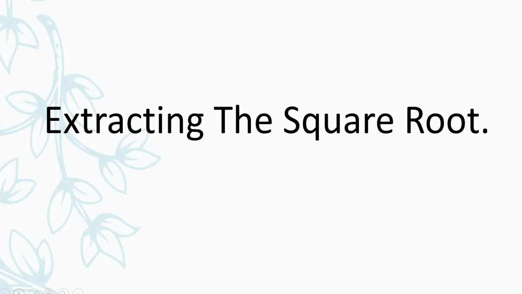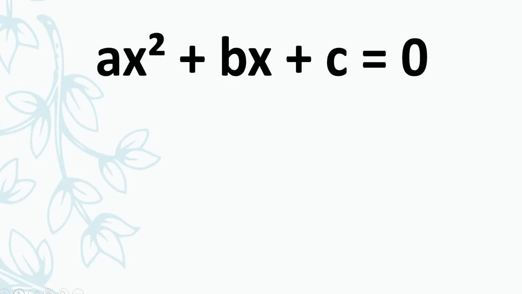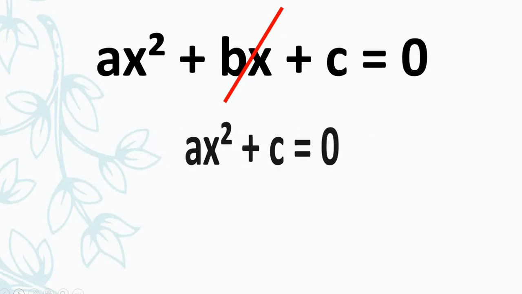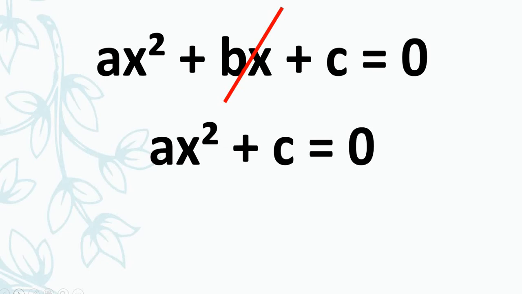Now, when will you tell that we need to use this method in finding the roots of a quadratic equation? This is the standard form of a quadratic equation, which is ax squared plus bx plus c is equal to 0. Now, when our linear term becomes 0, what will happen to our equation? Our equation will become ax squared plus c is equal to 0. So, how many terms do we have? Okay? So, we have 2 terms.